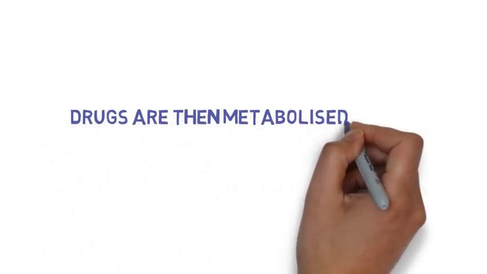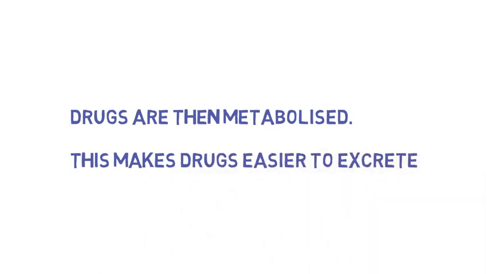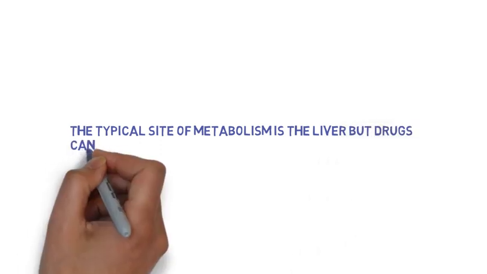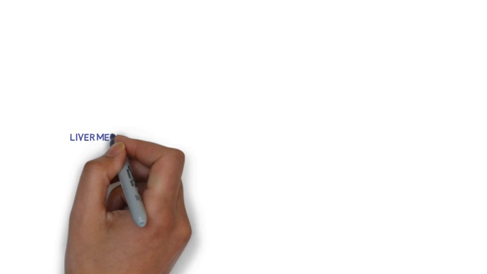After distribution, we have metabolism. This makes drugs easier to excrete. The typical site of metabolism is the liver. But drugs can also be metabolized in the kidneys and the lungs.